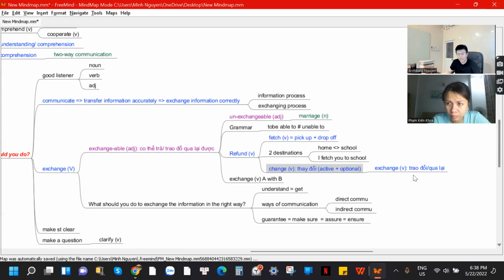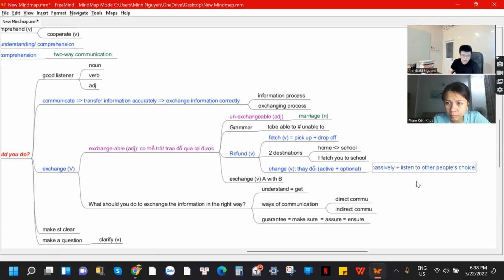But if you use the word exchange, it means you need to be in a situation which is very unpleasant, passively, and you need to listen to other people's choices.